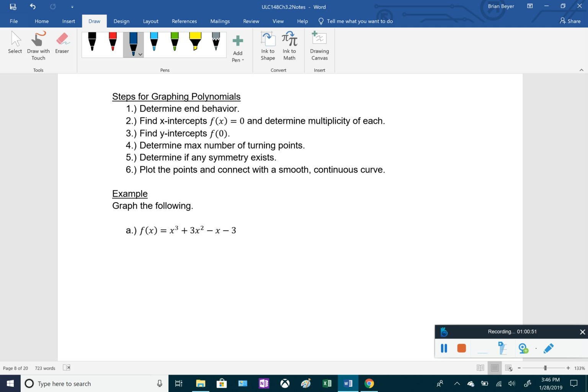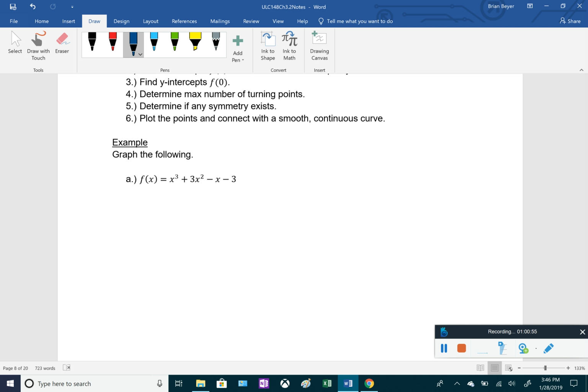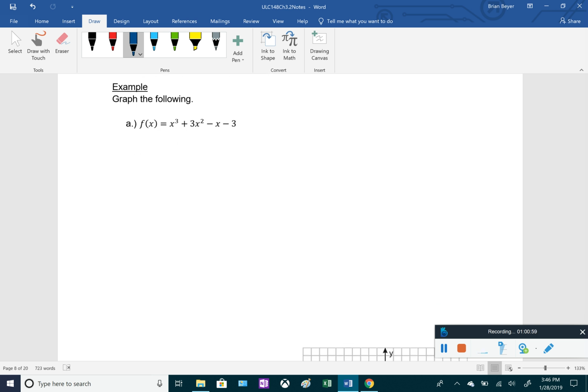Okay, so let's do a couple examples. For the first one, we have: graph f of x equals x cubed plus 3x squared minus x minus 3. Let's first find the end behavior. The end behavior is based off the leading term, which is x cubed. This is an odd exponent and a positive coefficient of positive 1 out front. So odd exponent, positive coefficient means it's going to fall on the left and rise on the right. I'm not going to write it out, I'm just going to draw it out.